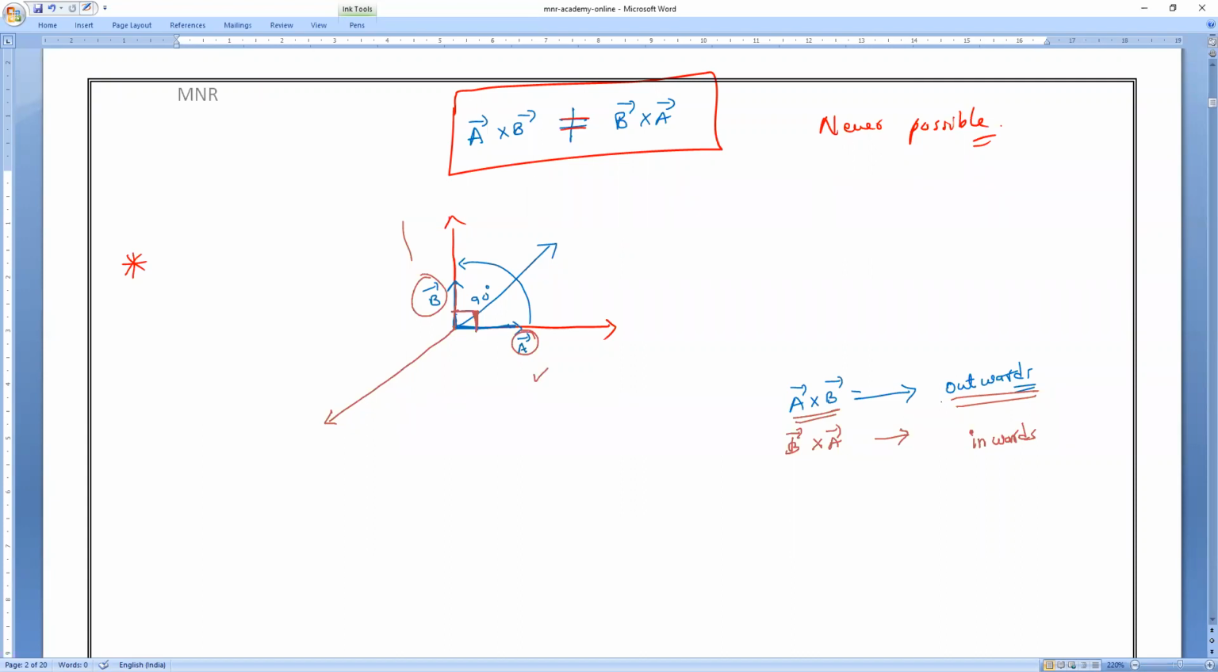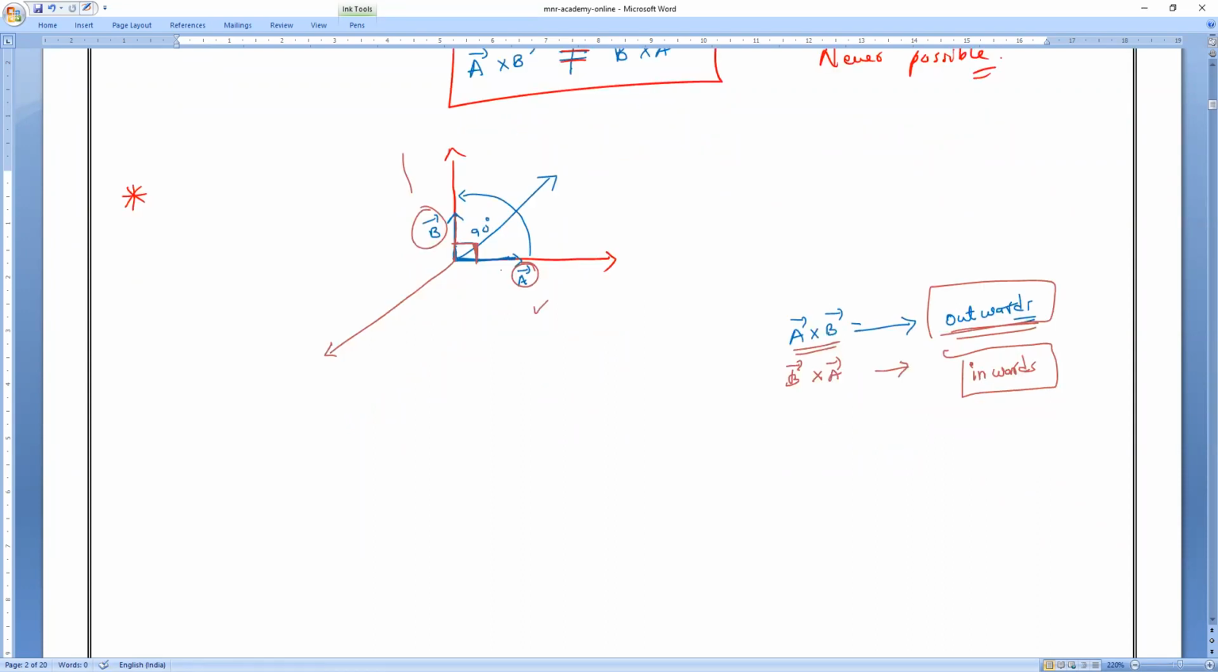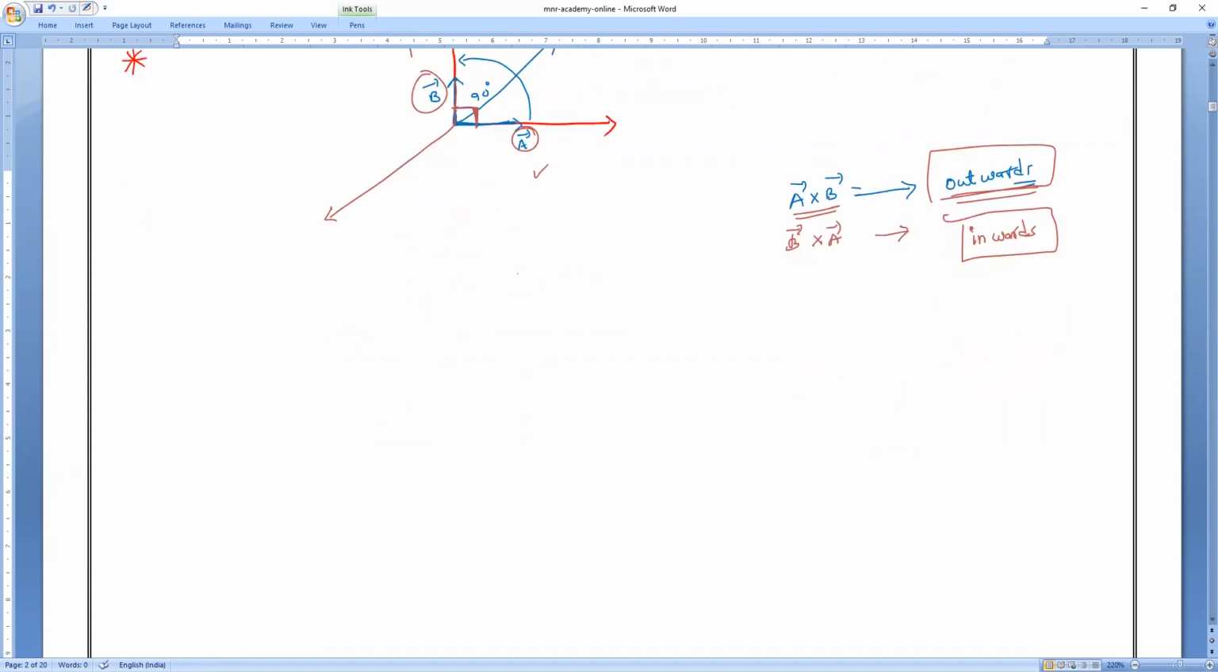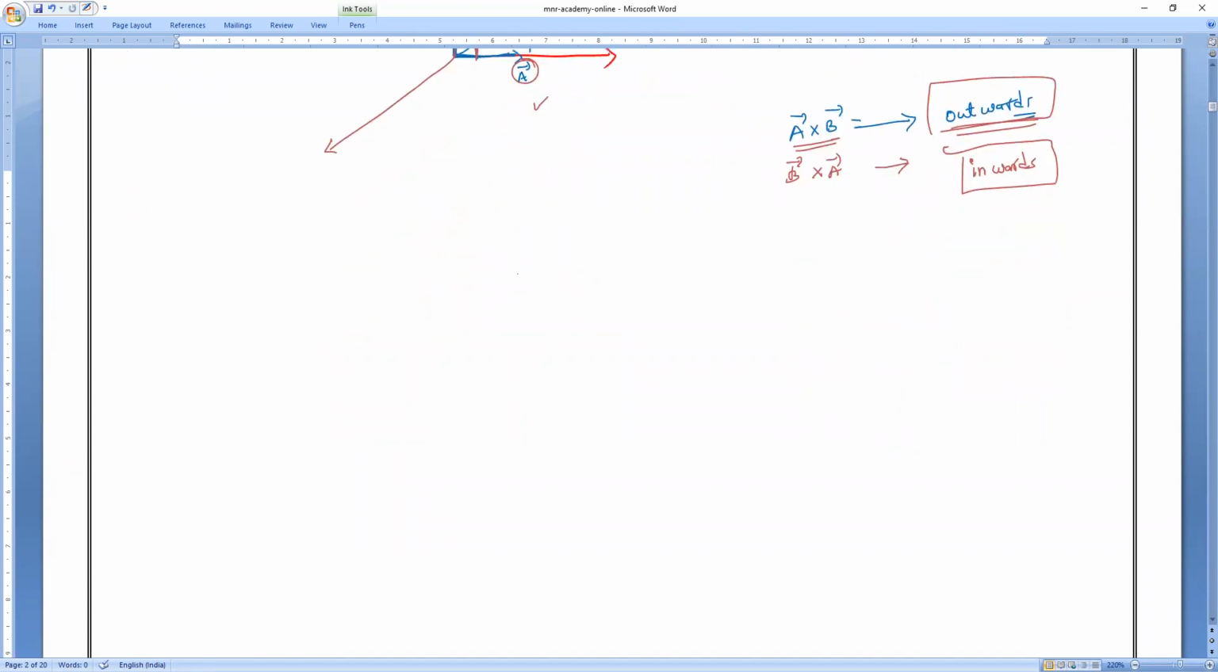This is what you have to remember. A cross B is always outwards and B cross A is always inwards, when the angle between A and B is 90 degrees.